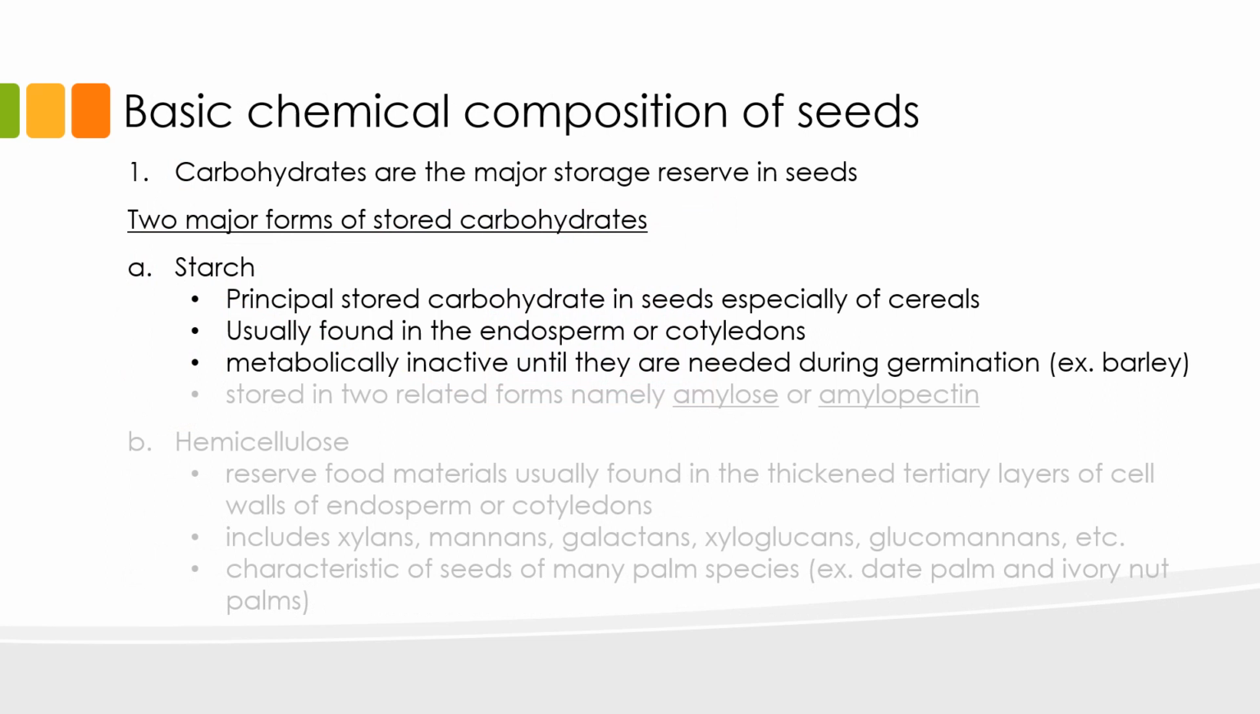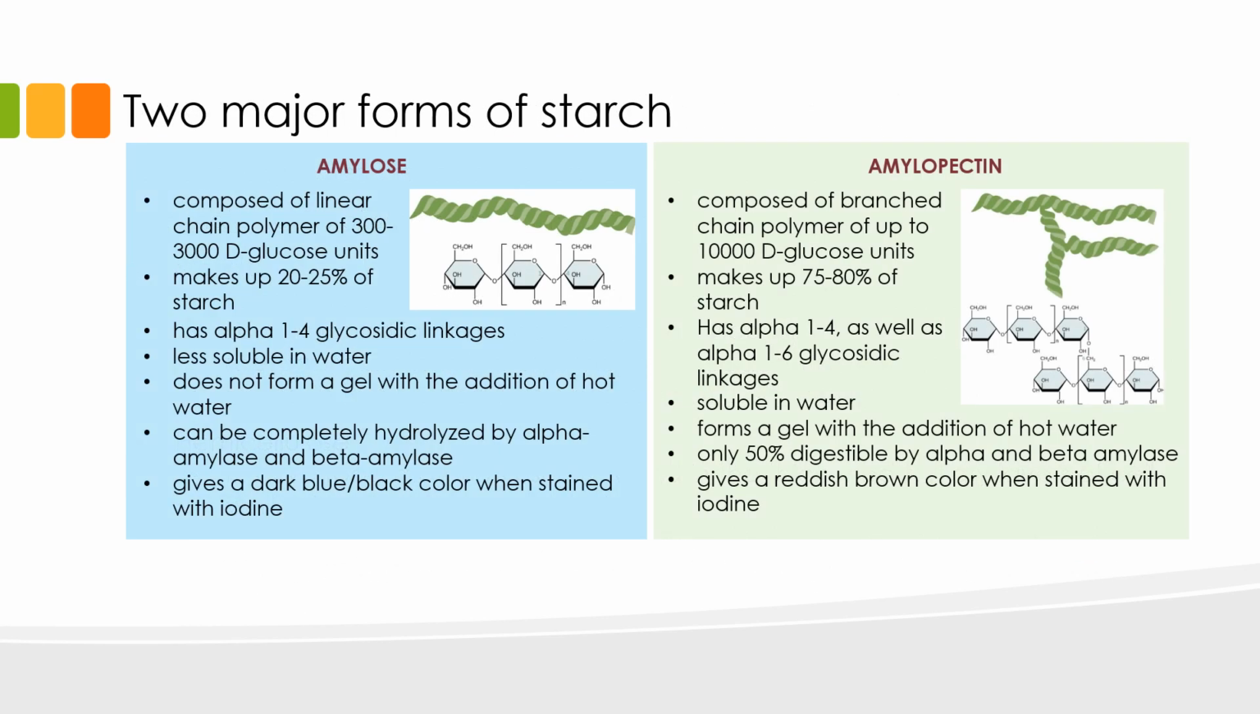In seeds, starch is stored in two related forms, the amylose and the amylopectin. Amylose and amylopectin are both made up of glucose units, but they differ in the amount and in the way they are packaged in the seeds. In these illustrations here and here, each pentagon structure is a glucose molecule. In amylose, these glucose molecules are arranged in a linear fashion, and each amylose molecule is going to be composed of 300 to 3,000 glucose units.